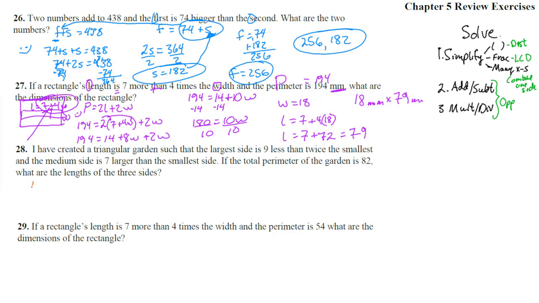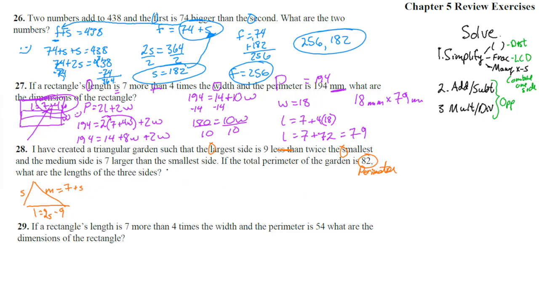Next one, number 28. I have created a triangular garden. So it looks like this, such that the largest side, so the largest side down here is one of them, is 9 less than, remember that's 9 subtracted from twice the smallest. Oh, there's the smallest side then. Notice it's labeling and telling us what our variables will be. And the medium side is 7 larger than the smallest side. Yeah, like that. Total perimeter is 82.